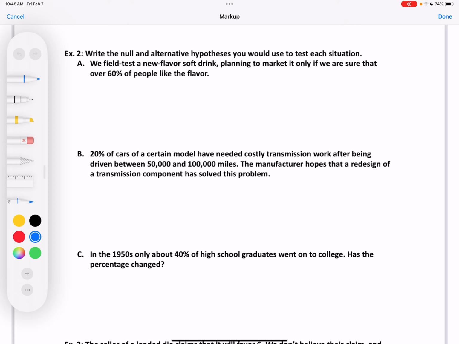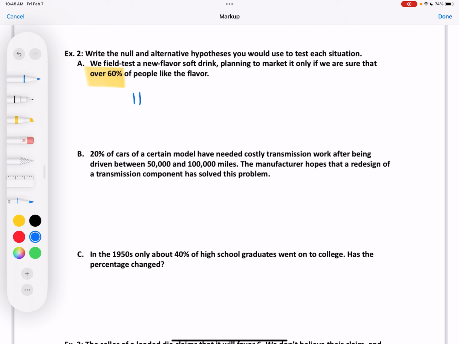All right, so this next question, not as much math involved. We're actually just setting up the different hypothesis. It just wants us to write the null and alternative hypothesis for each situation given. So we test a new flavor of soft drink, planning to market it only if we are sure that over 60% of the people like the flavor. Okay, so keyword here in this one is over 60%.